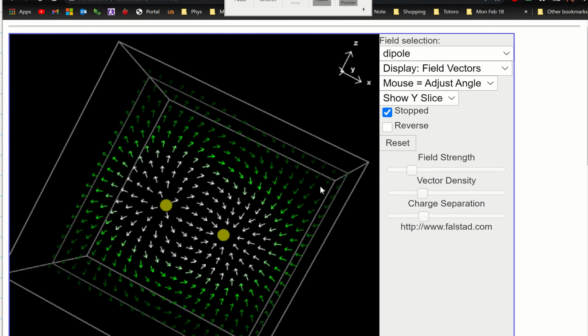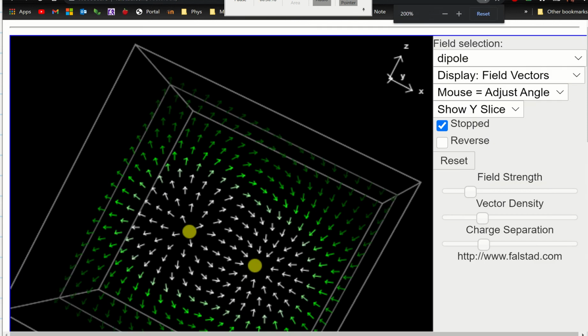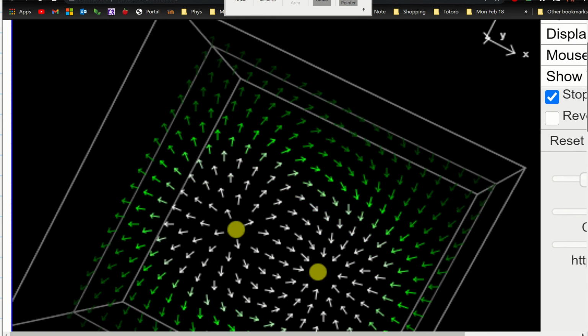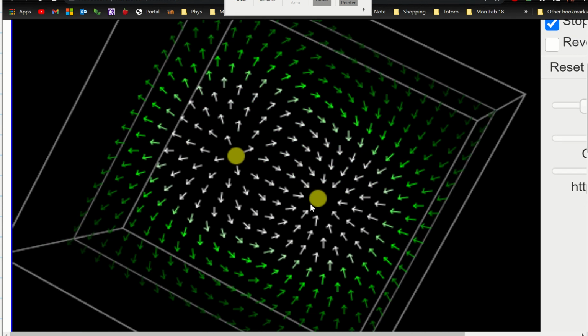Now from this picture, can you tell which one is actually the positive one and which one is the negative one? Yeah, the one on the left-hand side is the positive one, right? How can you tell? All the electric field around this is going away from it, and all the electric field around the one on the right is going into it. So you know that this must be the positive charge and that must be the negative charge.